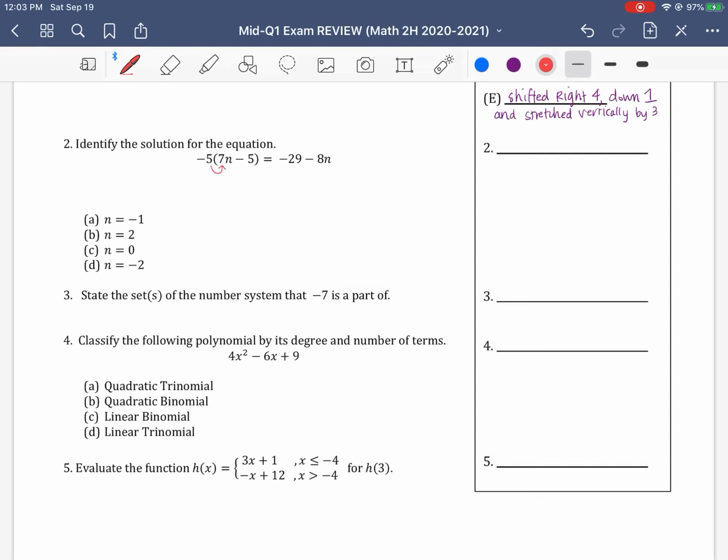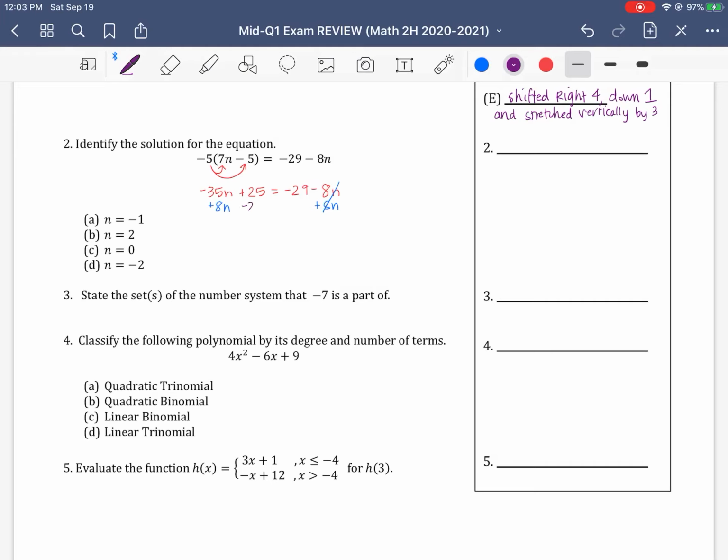So we start by perhaps distributing the -5. We'll get -35n when we multiply that, plus 25. And on the right side of the equation, we have -29, subtract 8n. And then we want to isolate the variable, so put all the variable on one side. Again, if I want to move that across, I have to add 8n, and we do that to both sides of the equation to keep it balanced.